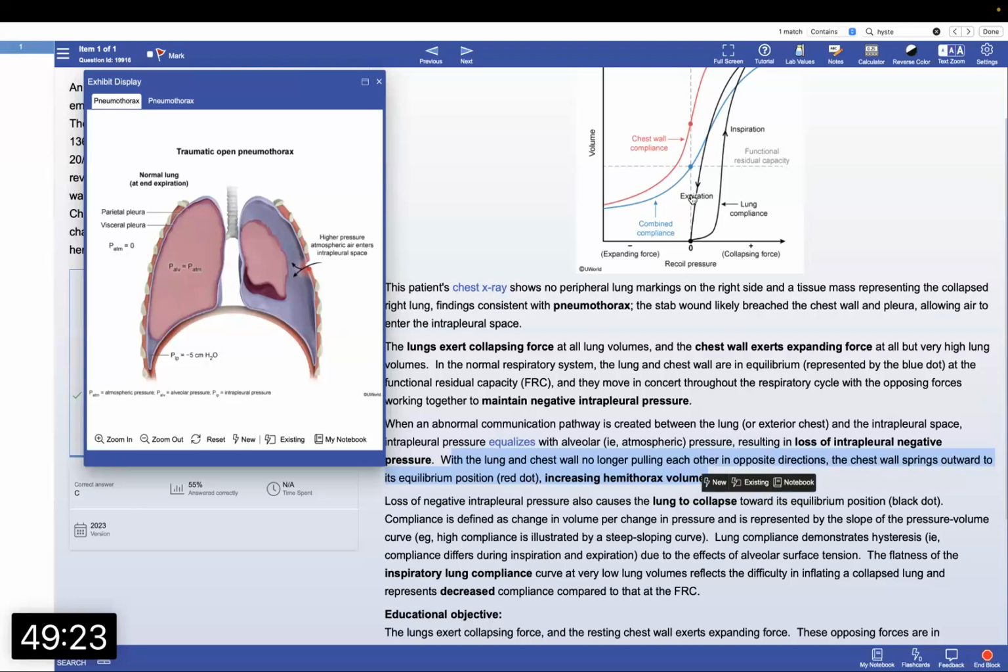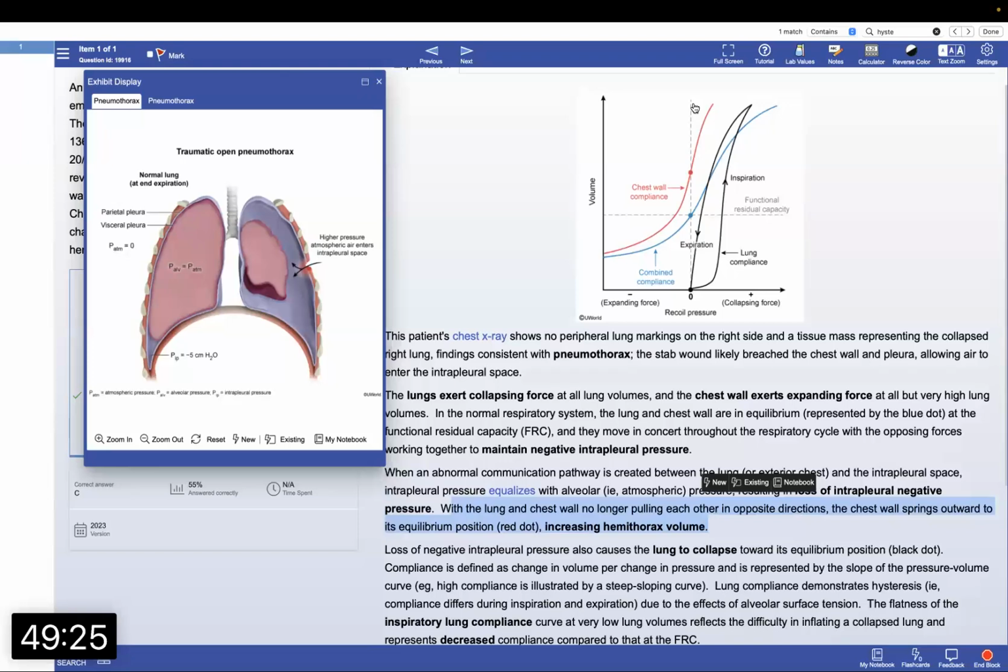Yeah. So wherever these graphs meet the functional residual capacity or 0 point, that is their resting equilibrium point on their own. So where this red intersects the 0 point is its own equilibrium point. And where the lung compliance curve intersects 0, it's over here, its 0 point, the equilibrium point. The net effect is here when you combine the two.